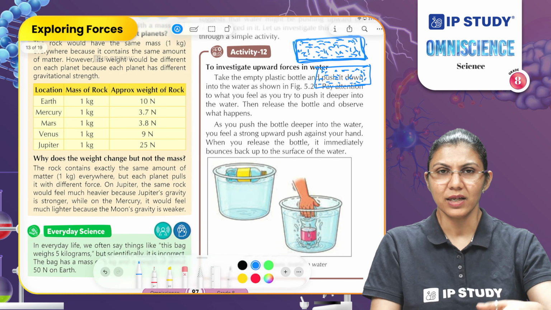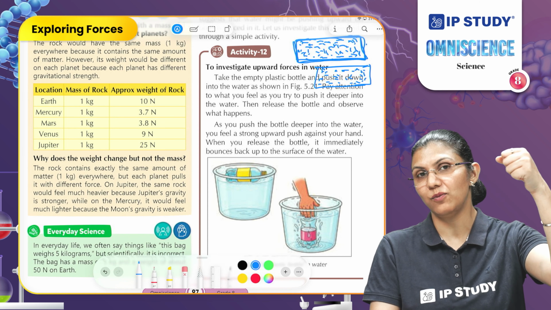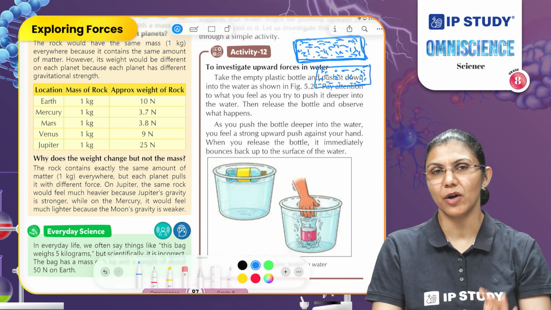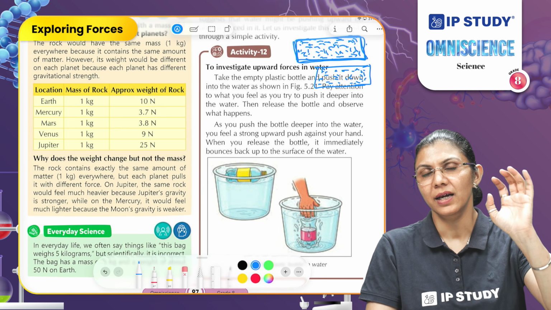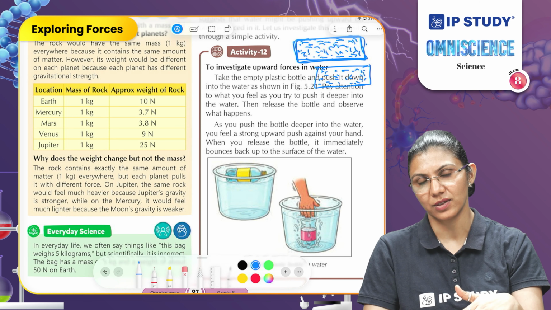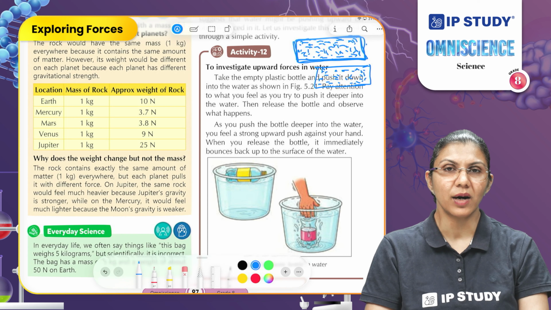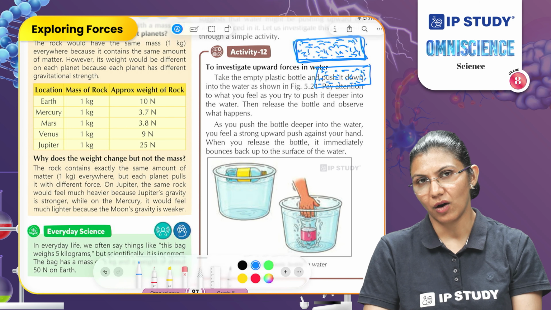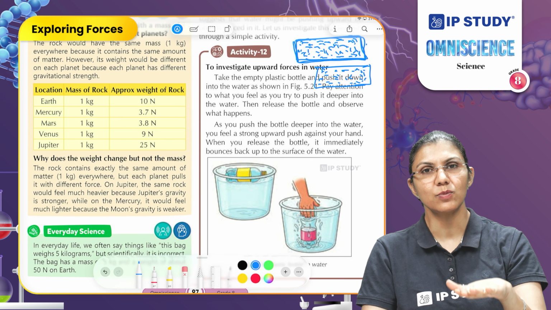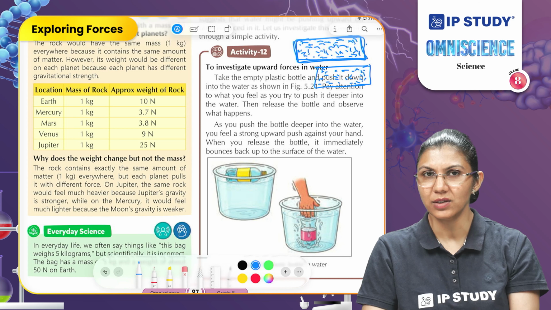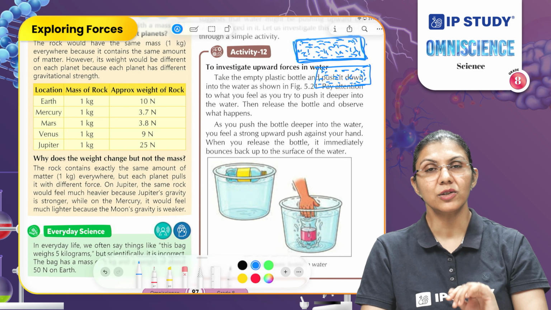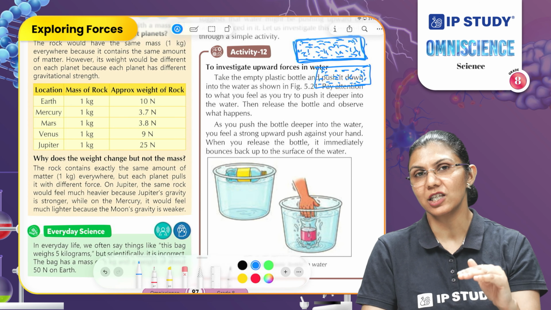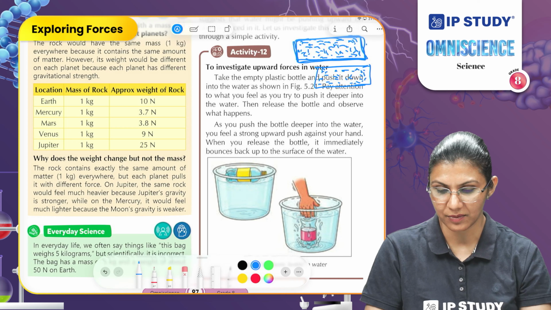So as soon as you start pulling the water bottle upward, you feel less force applied on your hand, because that buoyant force is already pushing you upward and you are not working against that force. As soon as you go deeper in the column of a liquid, you experience more buoyant force or more upthrust. Also, it is dependent on the weight of the object. The heavier object experiences more upthrust.